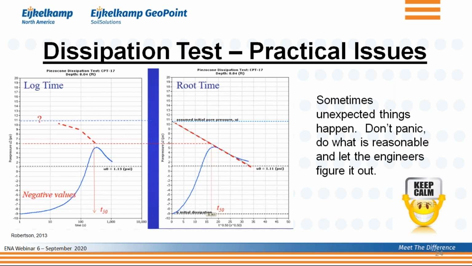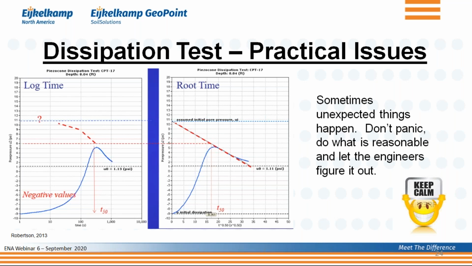So we see that we have assumed an initial pore pressure of about 10.5, and that basically means that 50% brings you down to a little over 5, and that means that the T50 is somewhere around slightly less than 400 seconds.